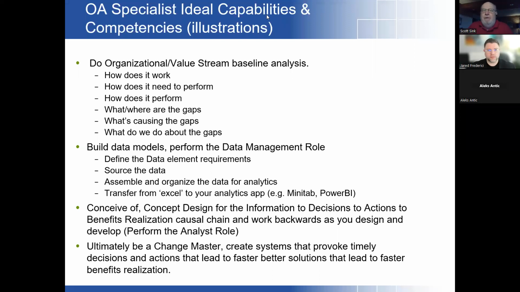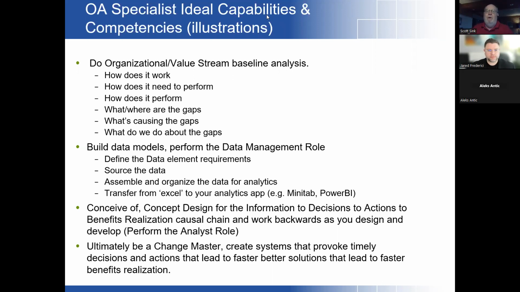And then the second piece, we have to know how to build data models. And Jared's going to talk about that a little bit this morning, and perform the data management role, what we call the data management role. You have to define what your data requirements are. What's the source of the data? If you don't have the data, how do you create the data? Assembling and organizing the data for analytics is a big requirement, so to speak, for a good operational or analytics person.